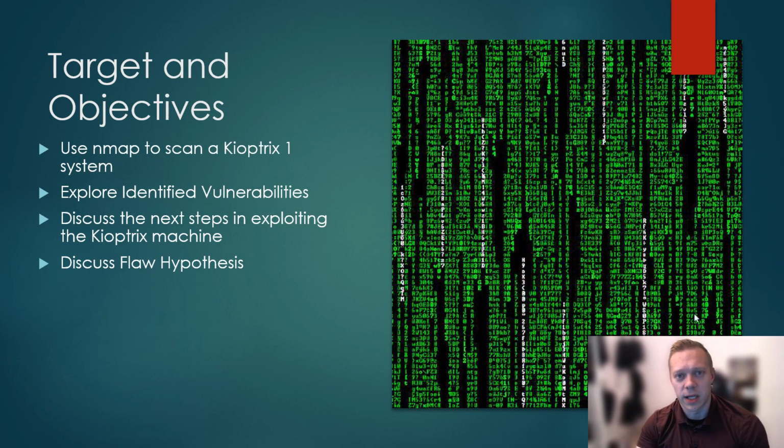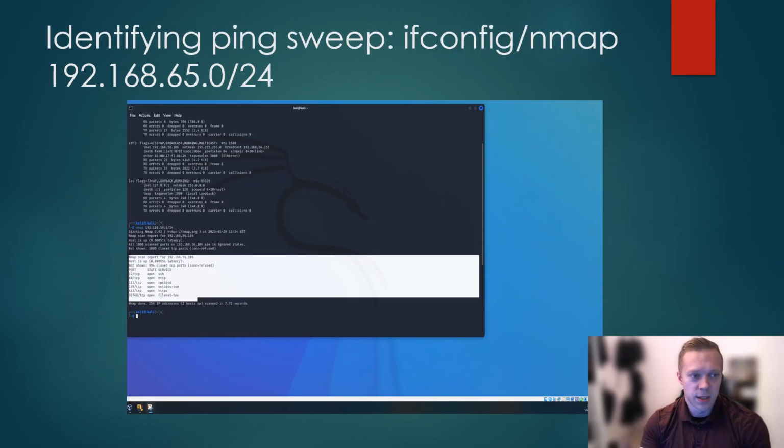Today we're going to be looking at a Kioptrix 1 machine, and we're going to be using a Kali Linux machine to do several different scans, looking for vulnerabilities within the system. We're going to be using Nmap to scan Kioptrix 1. We're going to be identifying vulnerabilities. We're going to be discussing the next step in basically arming those vulnerabilities, and then we'll also be discussing the flaw hypothesis. So the first scan that we did was an identifying ping scan.